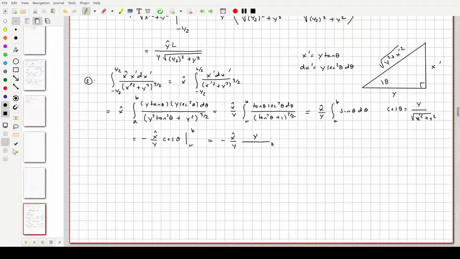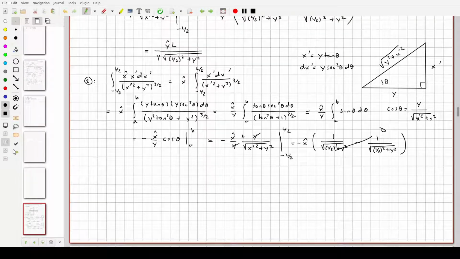We've got a y over the square root of x prime squared plus y squared, evaluated from minus L over 2 to L over 2. The y's cancel. This minus this, so 1 over the square root of L over 2 squared plus y squared. That's the top limit. Minus 1 over the square root of, this is x prime squared. This is negative, sure, but when you square it, it becomes positive. So you can just drop the negative on the inside.